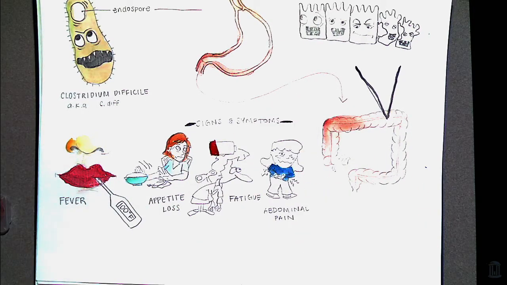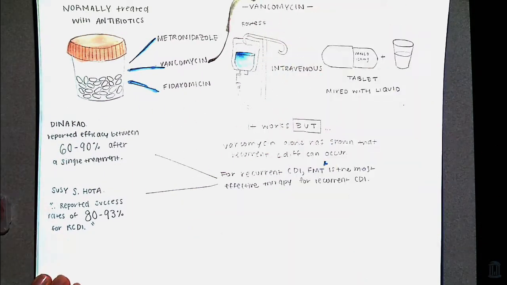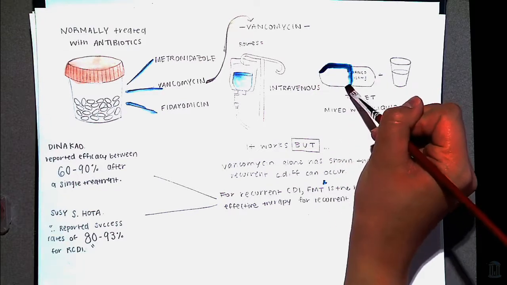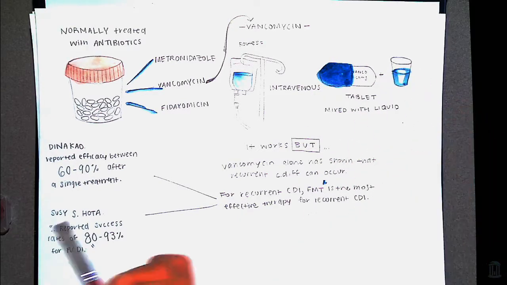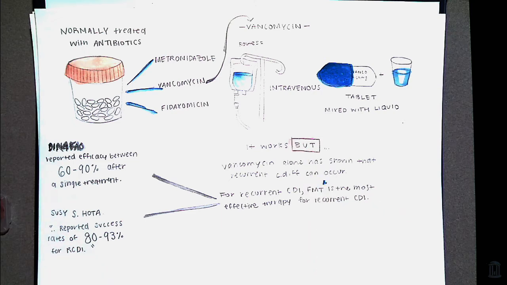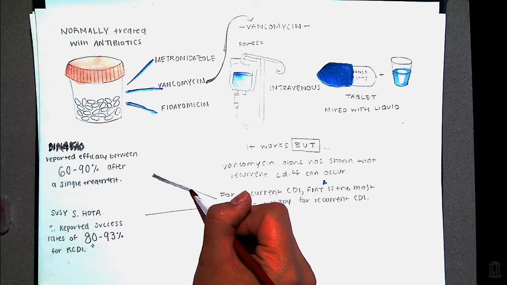But what does C. diff have to do with FMT? C. diff is usually treated with antibiotics. Vancomycin is the main antibiotic prescribed for the treatment of C. diff. It is given intravenously and in oral tablet form. But does vancomycin even work for the treatment of C. diff? Well, yes, it does work.